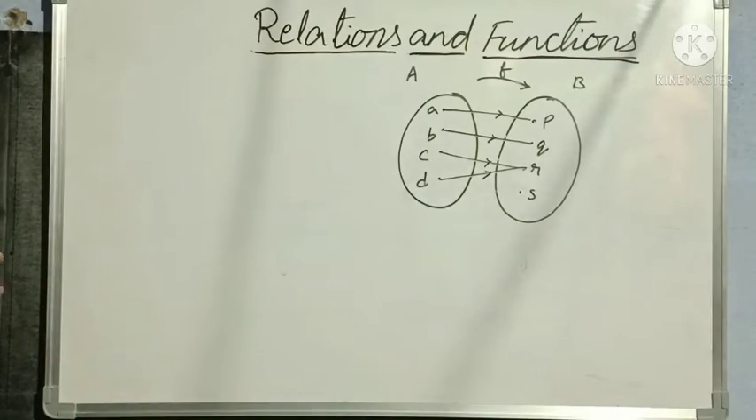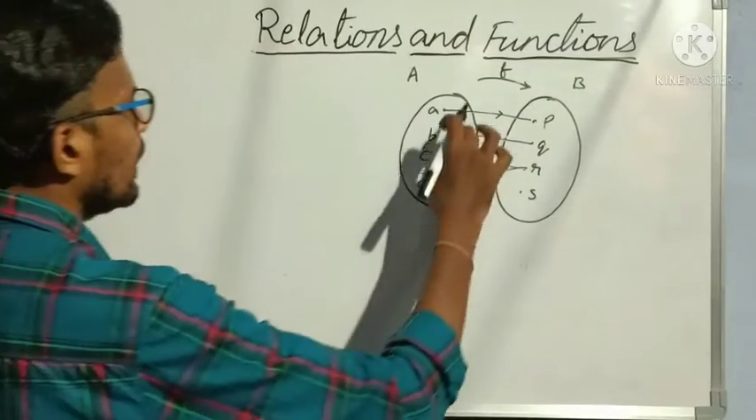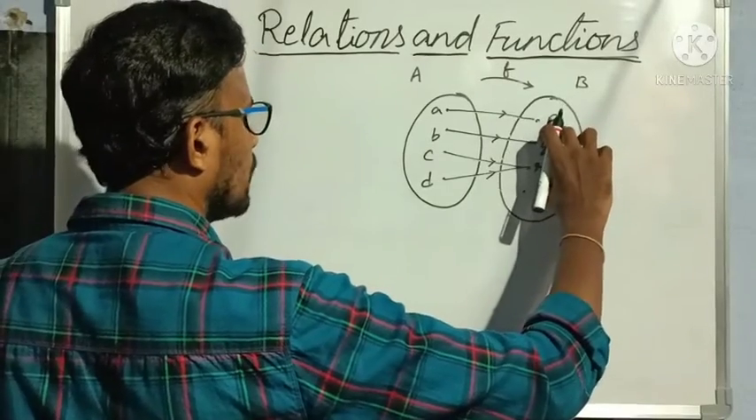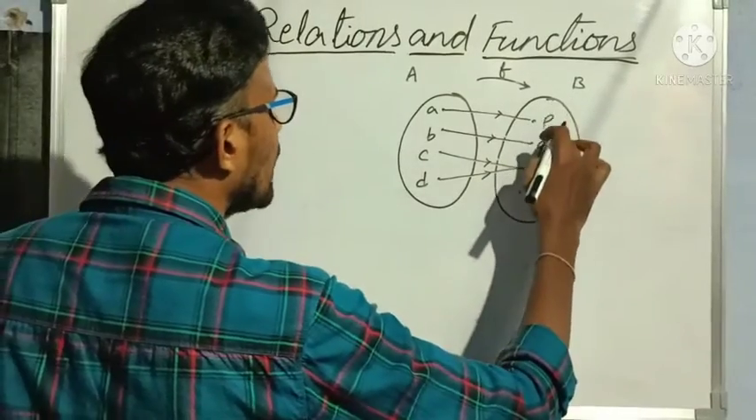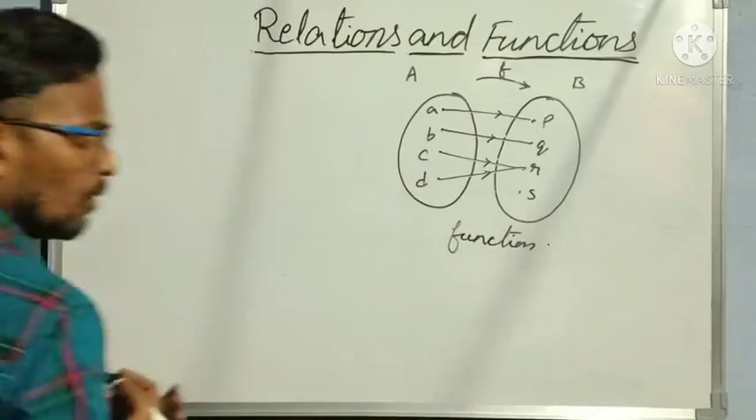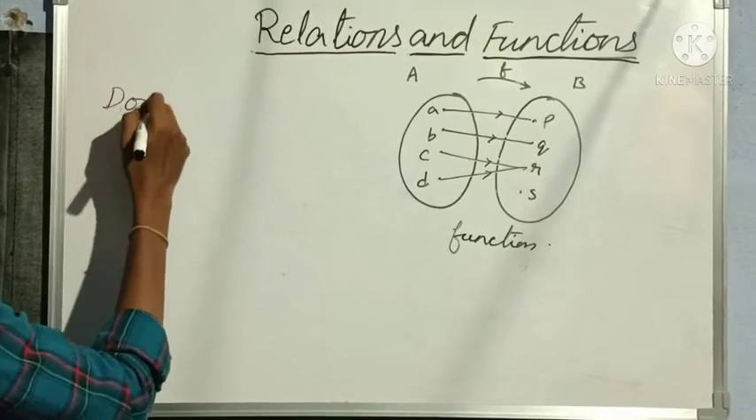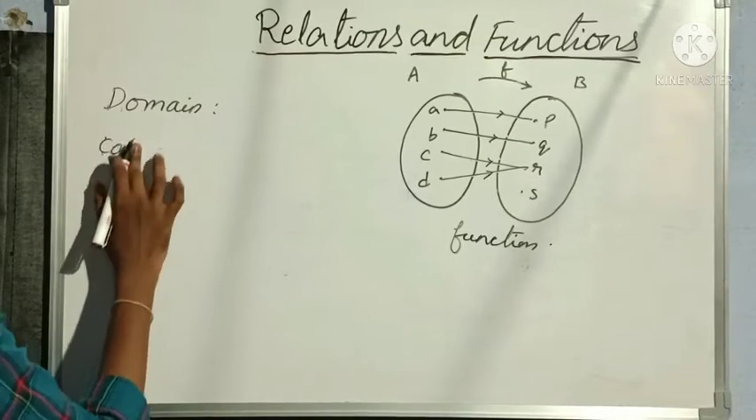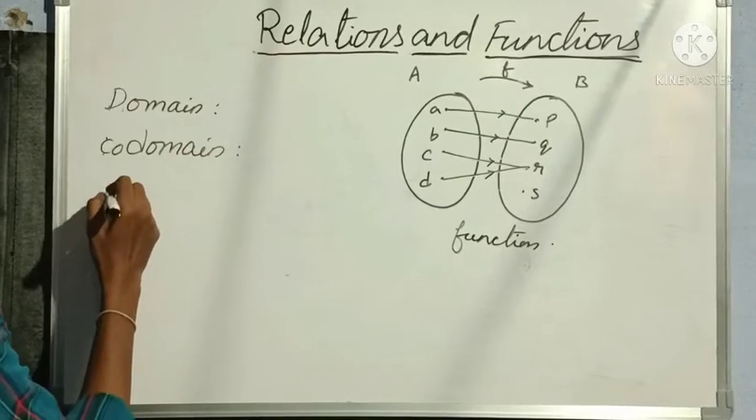First let us see whether this relation is a function or not. What I said, every element of A must be mapped with an element of B. Yes, every element of A is mapped here, and every element of A should have one and only one image. Yes, that condition is also satisfied, so this is a function. Now let us find out domain, codomain and range. Very, very important. Domain, codomain and range.